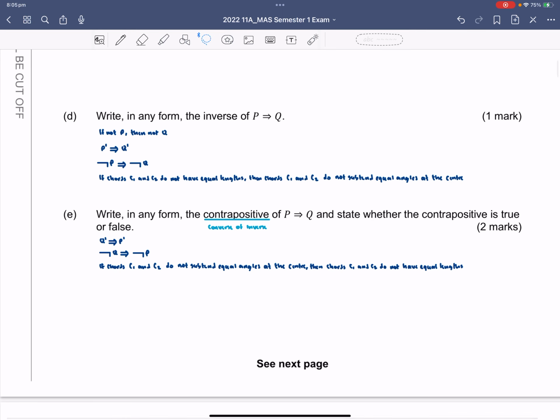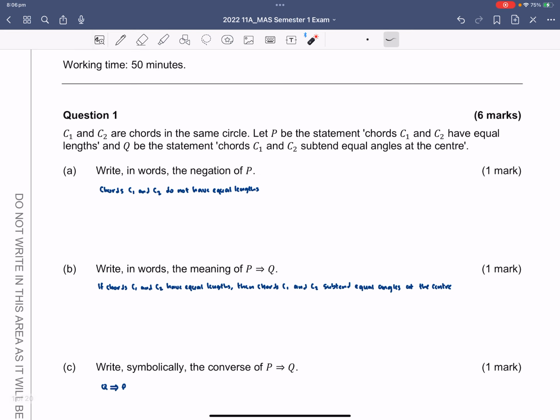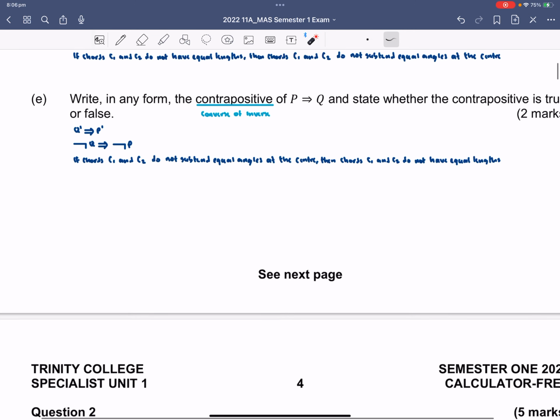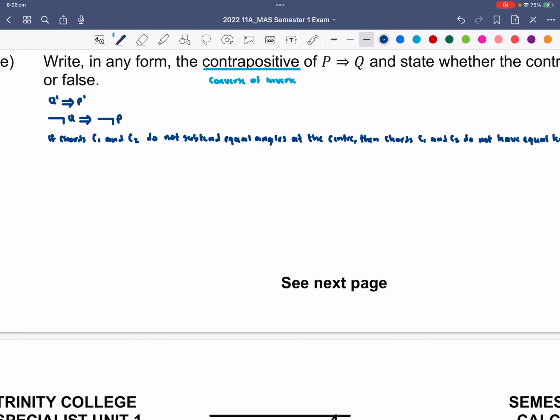I'm sure everyone knows that if the original statement is true, then the contrapositive must be true. The question says, state whether the contrapositive is true or false. Now, we know the original statement is true. It's one of our circle theorems that if chords are of equal lengths, then they must subtend equal angles at the center. You can prove that using a congruency proof. As it's only worth 2 marks, you don't have to do a full-on congruency proof.